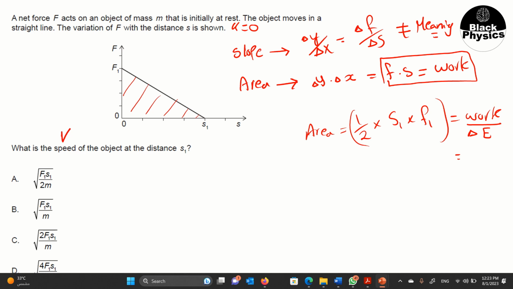Which kind of energy, which equation of energy I'm going to use depends on the given or the requirements we need to find. So we're dealing with velocity and mass. These only exist in the kinetic energy equation. So the work equals half S multiplies F. So half S multiplies F equals the kinetic energy, which is half mv squared.